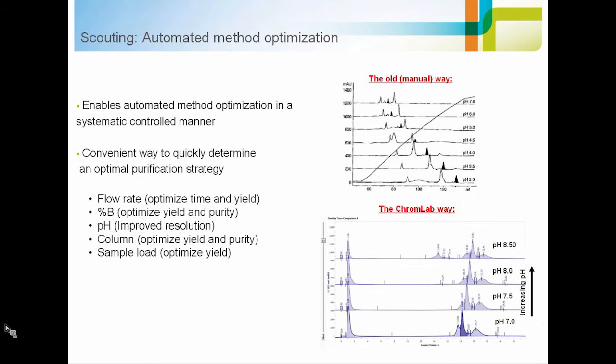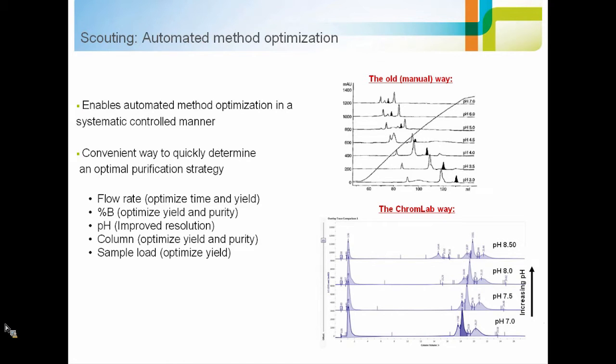So in the method optimization approach, for those of you that are familiar with the ChromaLab software, we have the scouting feature. Now this is really single-step optimization. It allows you to optimize a number of different conditions to determine the optimal purification process for each column, and it allows you to do them systematically one at a time. And so we can see on the left-hand part of the slide here the conditions that can be optimized using the scouting function within the ChromaLab software.